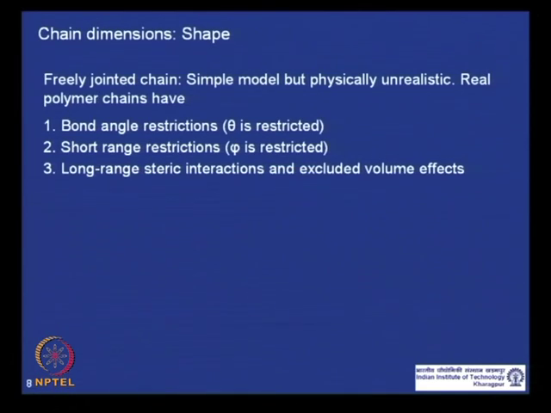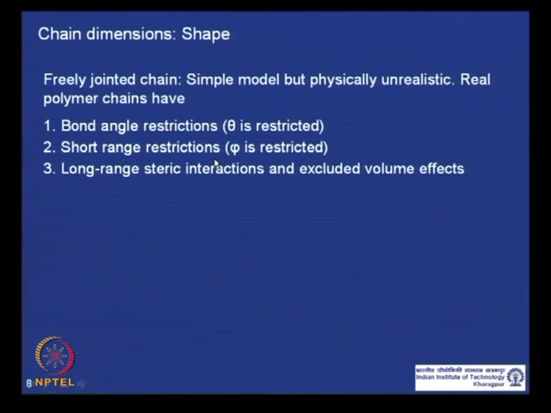Now, that is not practical. A chain without any bond angle restriction or bond rotational restriction is physically unrealistic. Any real polymer chain will have restriction of bond angle and also restriction for the rotation around the single bond. So, there are actually three interactions: bond angle restriction and short range restrictions coming from the single bond rotational restriction, and there is also long range steric interaction and excluded volume effect, which we will encounter one by one and see how the dimension or the size of the polymer chain changes. This should be size, not shape.